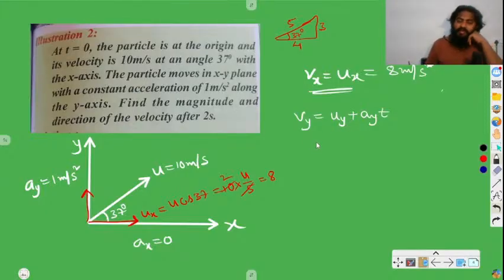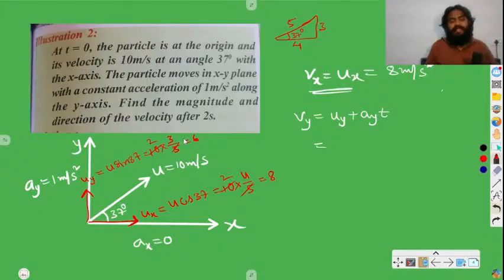So now here Vy is equal to, what is Uy here? If you observe here, this initial component is ux, right? Then this component will be uy. That uy is equal to u sine 37. What is u? 10 into sine 37, opposite by hypotenuse, 3, then 2 times 3, 2 is 6.